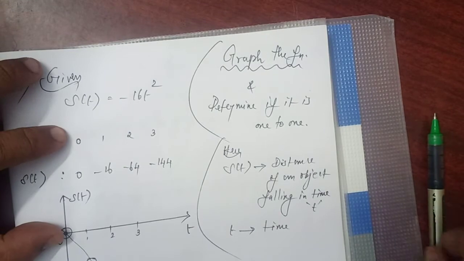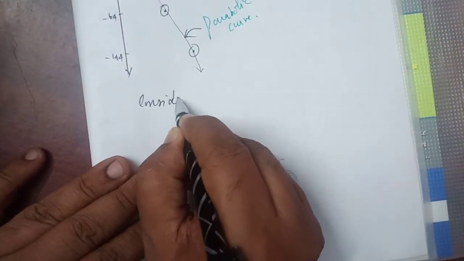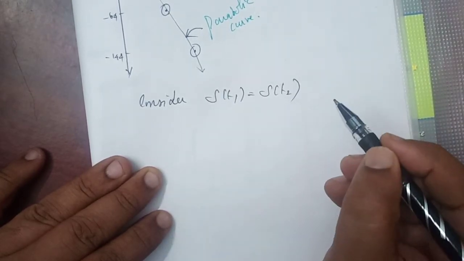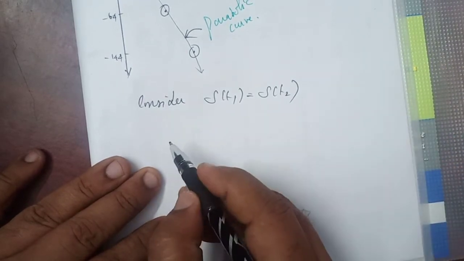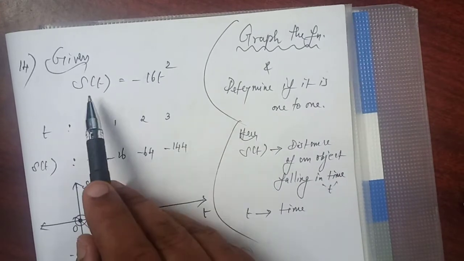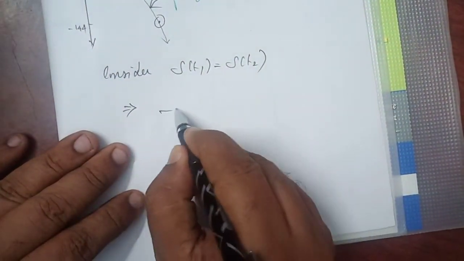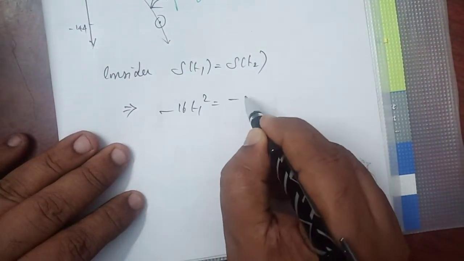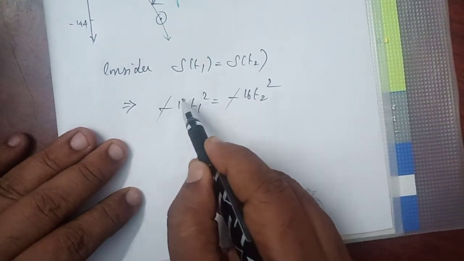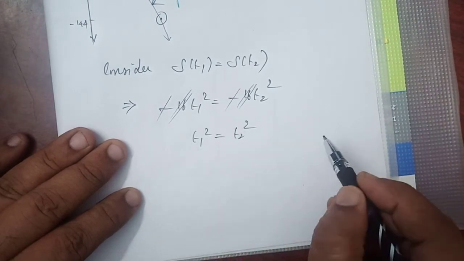Consider s of t1 equals s of t2. What is s of t1? Here s of t equals minus 16 t squared, which means s of t1 equals minus 16 t1 squared. You just replace t by t1. On the right-hand side, minus 16 t2 squared. Both minus signs get cancelled, even 16 gets cancelled. You get t1 squared equals t2 squared.